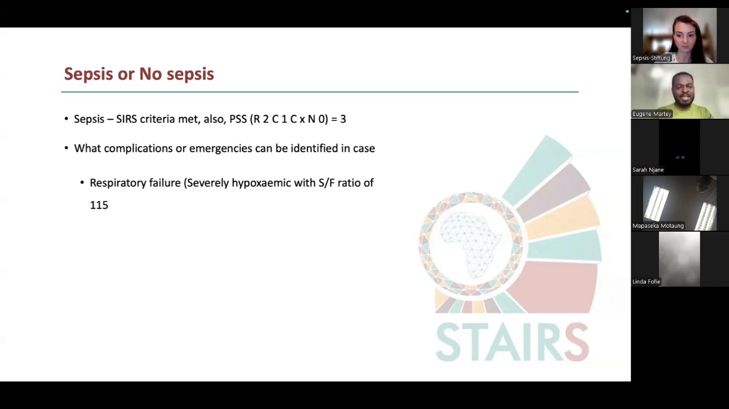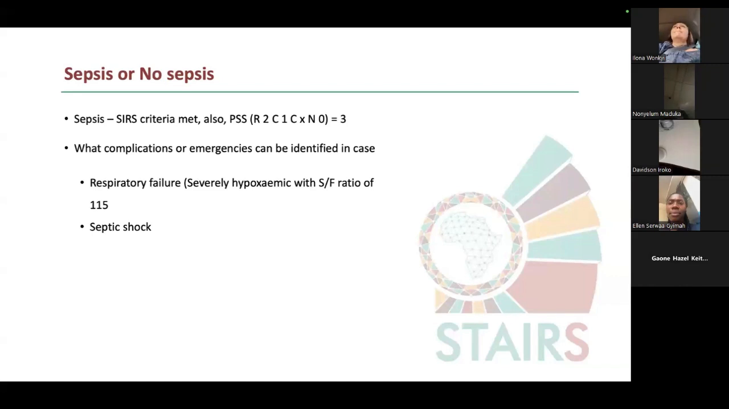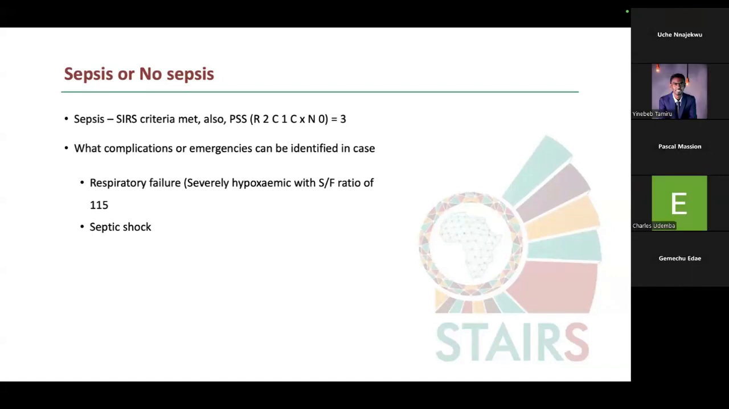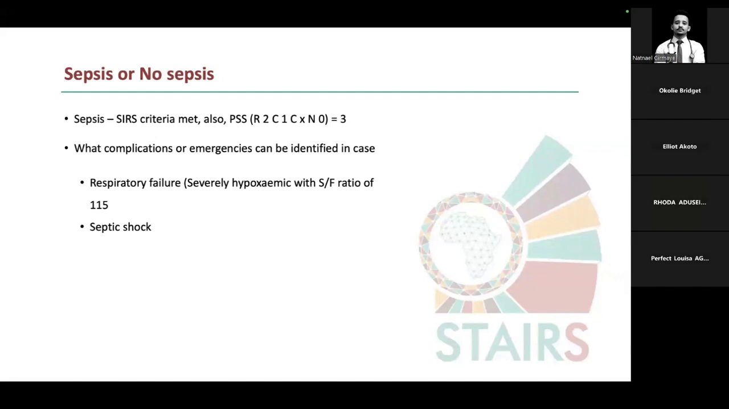If we apply the SF ratio for this child, that's 115. So even though we have a saturation of 92, you can clearly see we are expending a lot of energy and using a lot of oxygen to achieve that. And that puts the SF ratio at 115. So that would be severe hypoxemia for this child. Child also has septic shock. So you can find all the parameters. We say that per the Phoenix sepsis score, if you have a score of 1, at least in the cardiovascular assessment, then you qualify for septic shock.